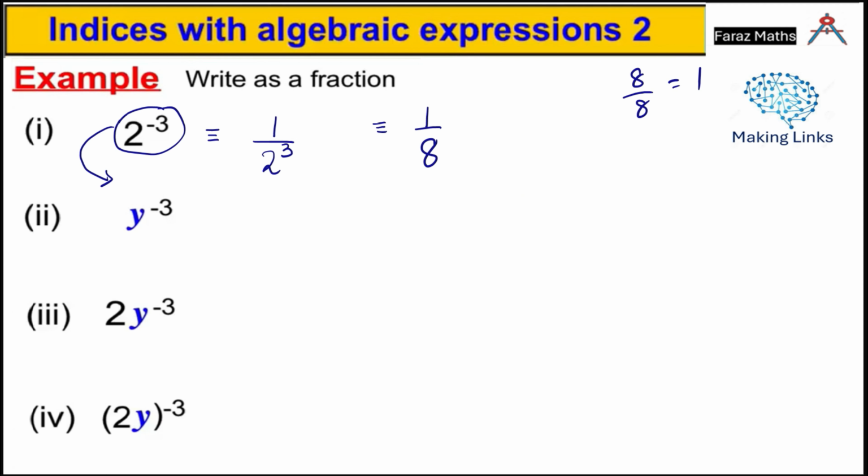Okay, the next one here is y to the power of minus 3. So it will become 1 over y to the power of 3. In this one, we have to just move y to the power of negative 3 to the denominator. 2 will remain as it is. 2 over y to the power of positive 3.